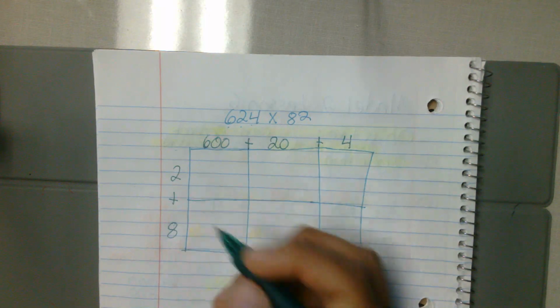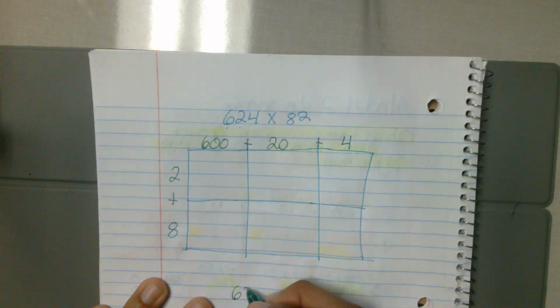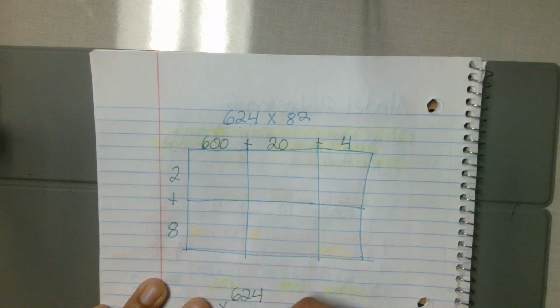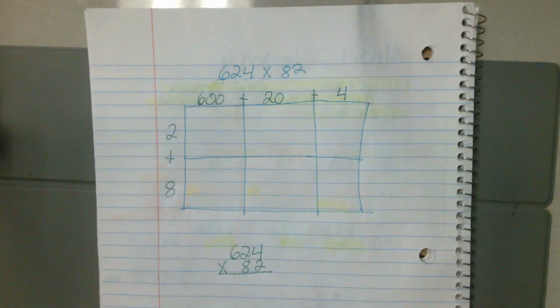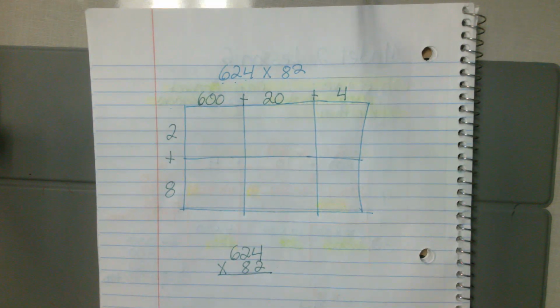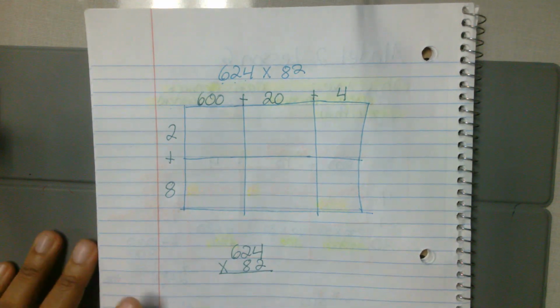And down here on the bottom is my standard algorithm that I'm going to do alongside. I'm connecting. So remember today's lesson, you had to connect it to the standard algorithm. You still have to solve it with the area model, but we have to make the connection between the area model and the partial products and what our answer is down here.